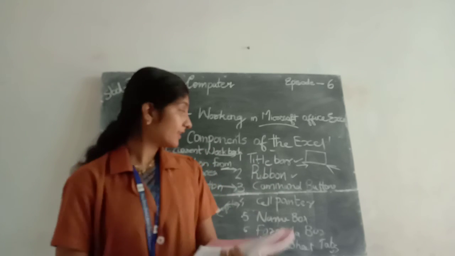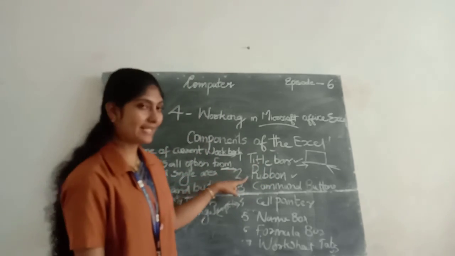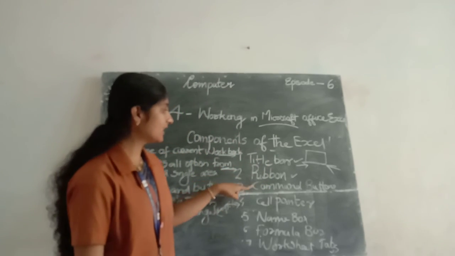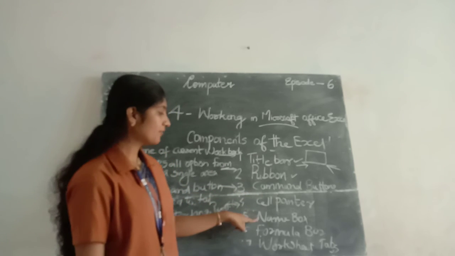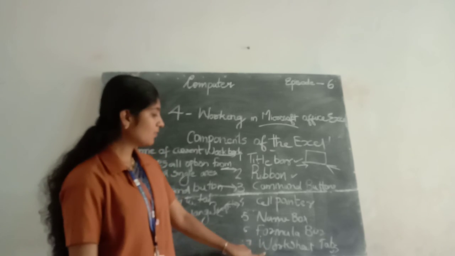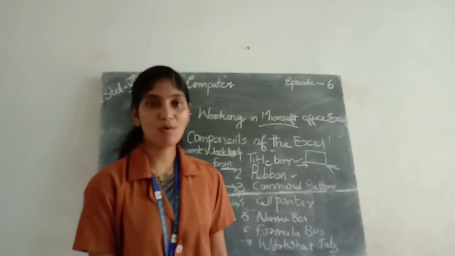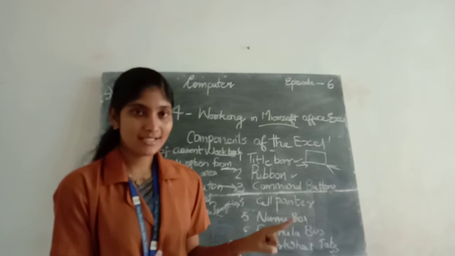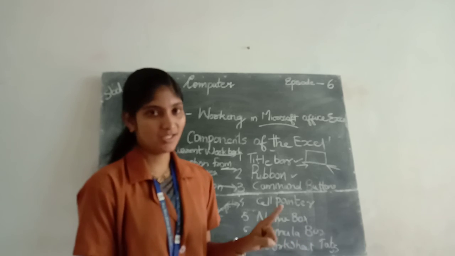So what are the components? First, title bar. Second, ribbon. Third, command button. Fourth, cell pointer. Fifth, name box. And sixth, formula bar, and worksheet tabs. Once again, title bar means it is the name of the document, and the title bar is located at the top of the worksheet.